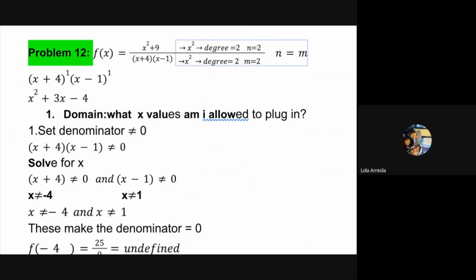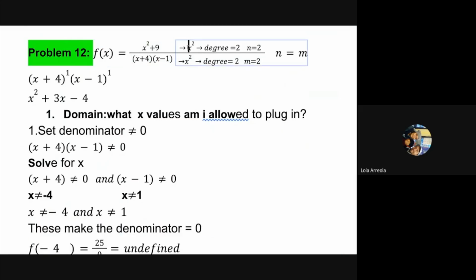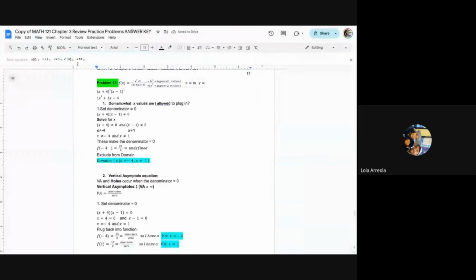Now, what happens if n is equal to m? If n is equal to m, then the asymptote is y is equal to a over b. So if that is the scenario, we have to look at the leading term coefficients. So the number in front of our leading term here and the number in front of our leading term here. What is the number in front of x squared? Well, that number is 1, right? Same thing here. When we expanded it, what is the number in front of x squared? 1 again. So we now use the letters a and b. The coefficient of my leading term over here is 1, and the coefficient of my leading term here is 1 as well. So when n is equal to m, then y is equal to a over b.